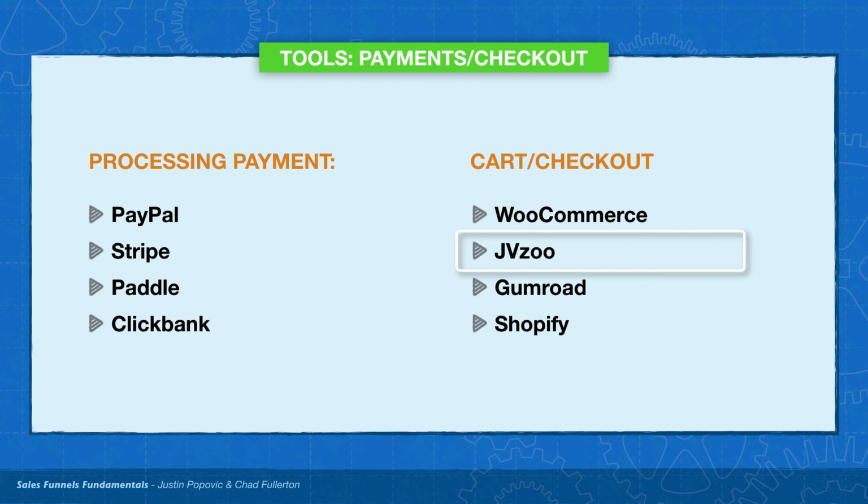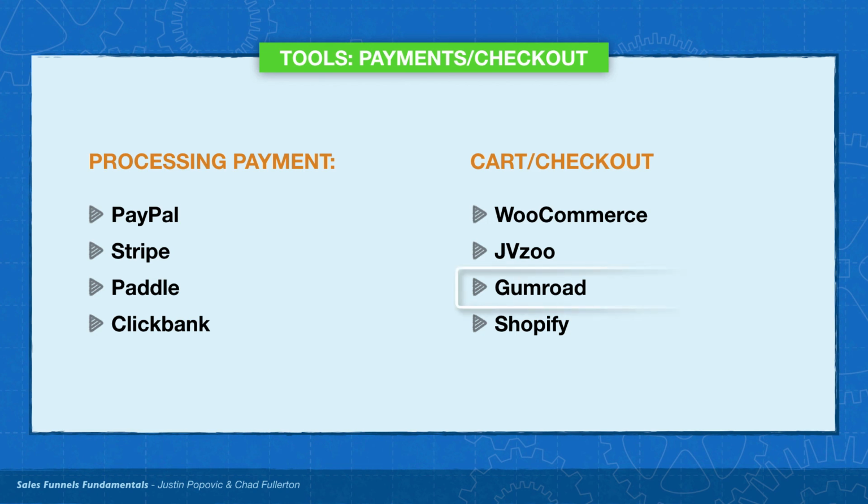Also, you don't control the full process, right? You want to try and control as much of the platform and the process as possible, especially for your customer experience. And JVZoo does have a checkout page that you can't customize as much. You can't put testimonials and your own templates onto it. So there is a limitation to that.